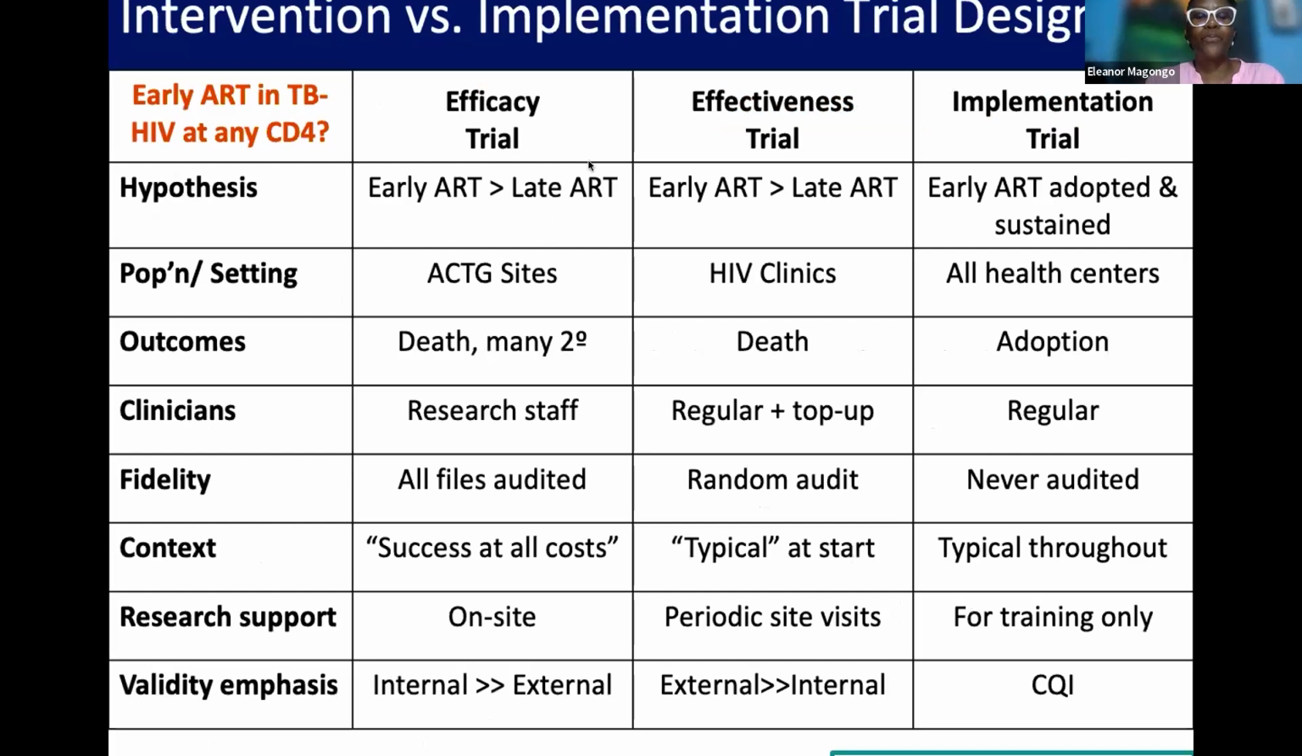So I will quickly go through this. If you're looking at efficacy, effectiveness, or implementation trials, these are some of the things that help us to understand the difference. For instance, the population setting, for efficacy trials, you could look at very specific research sites, well monitored. In effectiveness trials, you're within HIV clinics, while in an implementation trial, you want to scale up to all health facilities. So what do you need to do in order to scale up? And in terms of the outcome, for the first two, you could look at death, while in an implementation trial, you're looking at adoption. Are people taking up this intervention? So those are some of the things just to highlight the potential differences. I will not go through everything because of time.